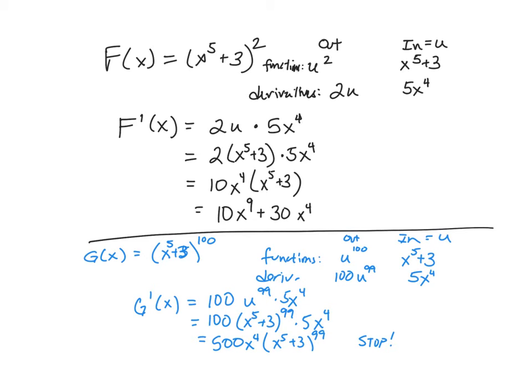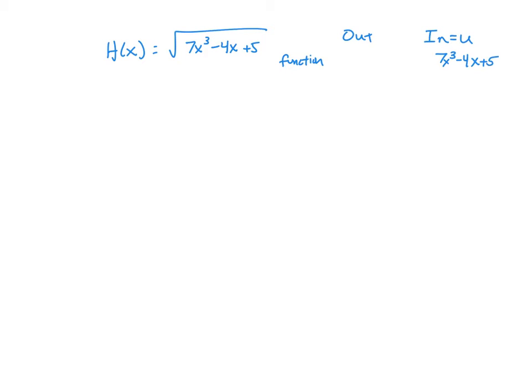Let's look at another one. Here I've got this function h of x is the square root of 7x to the third minus 4x plus 5. Go ahead and think about what you would put for the outside function and the inside function. So for my inside function, I'm thinking what's inside the square root sign, 7x cubed minus 4x plus 5. So my outside function would be the square root of u.